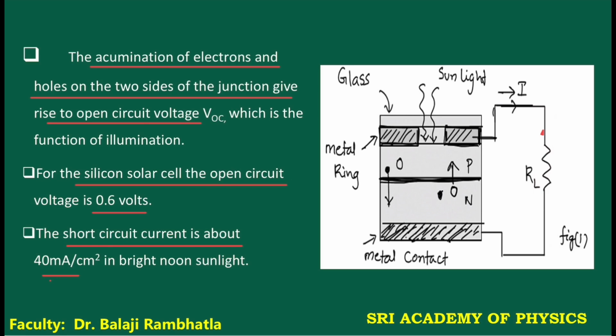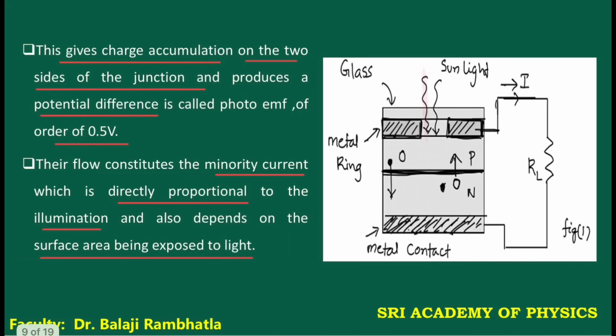Okay. So suppose this diode is fabricated with silicon. This open circuit voltage is around 0.6 volts and this saturation current is around 40 milliamperes per centimeter square at bright noon sunlight. When I measured at noon, the short circuit current was 40 milliamperes and the open circuit voltage was 0.6 volts.